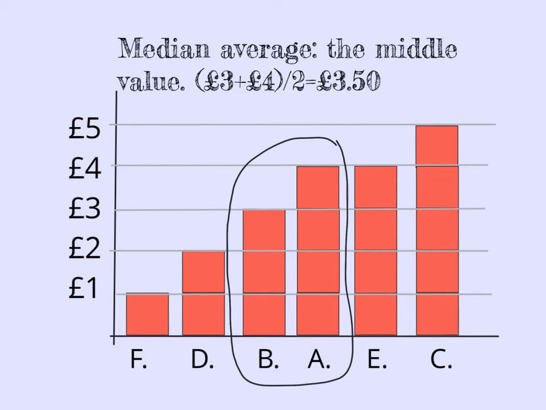Well, I have 6 pieces of data here, so there is no single middle value. So we take the 2 centre values and we find the halfway point. We do that by adding them together and dividing the answer by 2. £3 and £4 is £7, divided by 2 is £3.50. So the median average amount of pocket money is £3.50 a week.